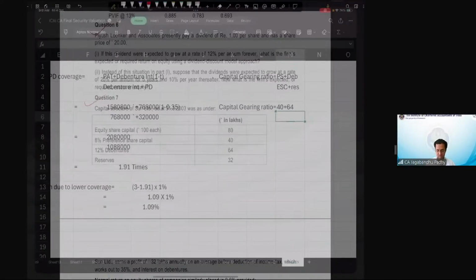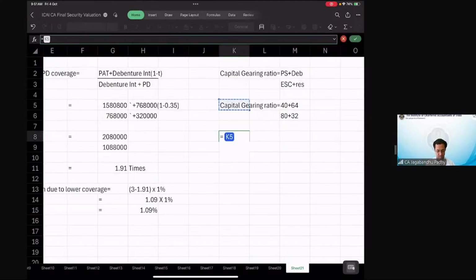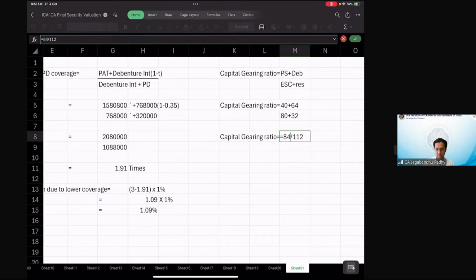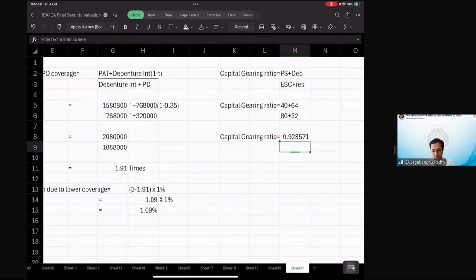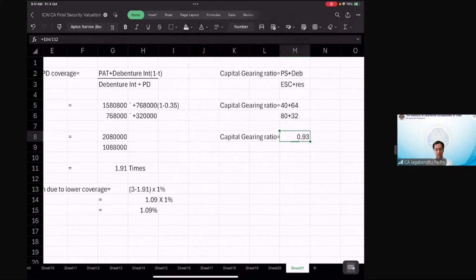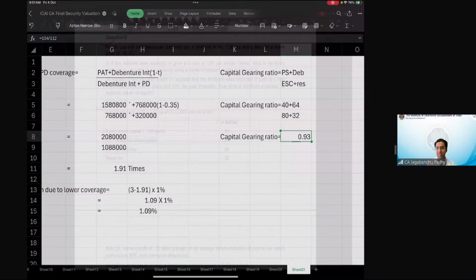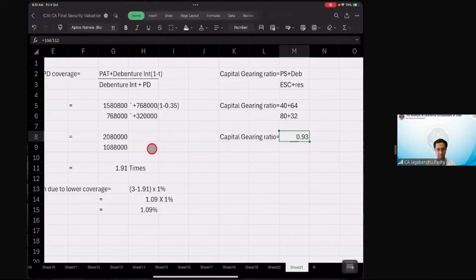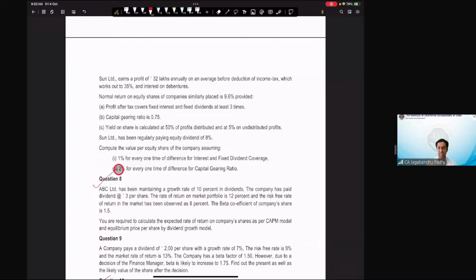So what's the capital gearing ratio? It is 84 divided by 112. No, not 84, it's 104. Yeah, 104 by 112. So capital gearing ratio is again 0.93. What was the benchmark of capital gearing ratio? It was 0.75. If your capital gearing ratio is higher, on that you require a risk premium of 2% for every one-time difference. So what will be the risk premium now?